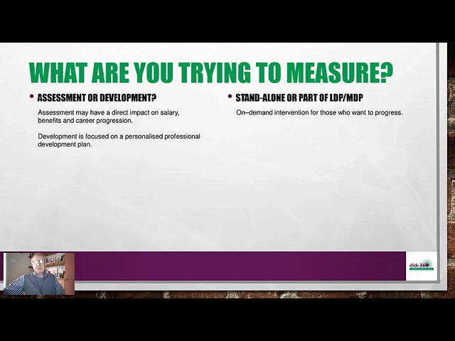Two things come to mind. The first is that 360 can be used either as a standalone, on-demand method of developing leaders and managers, or alternatively, you can use 360 as part of, in fact, as a foundation stone, really, or certainly a key component of a leadership and or management development program. In both cases, the focus is on the development of leadership or management skills.